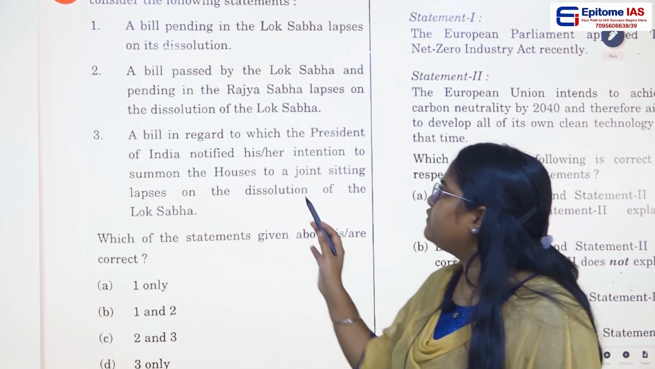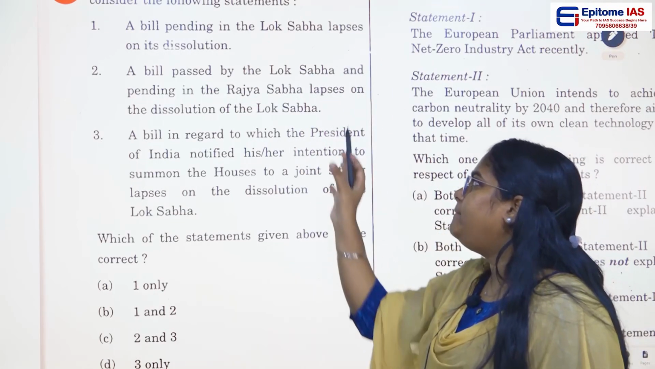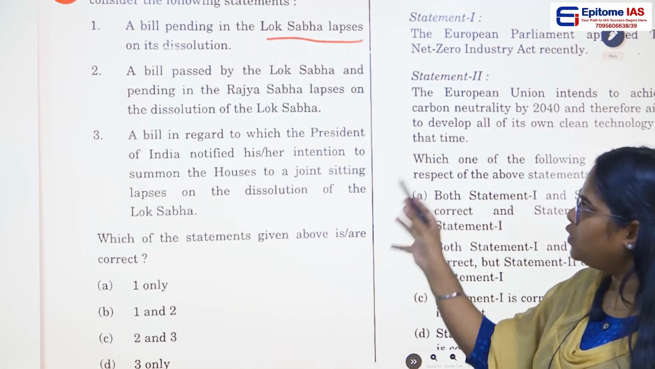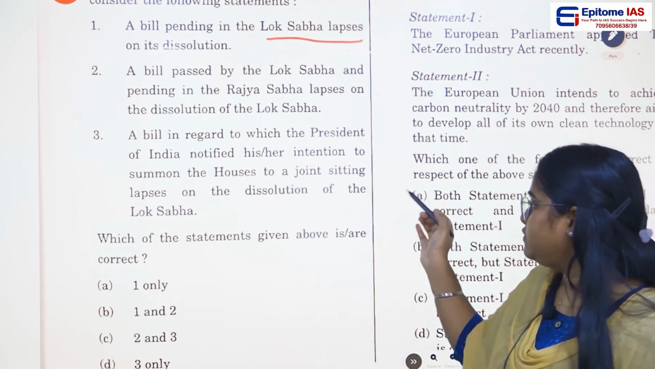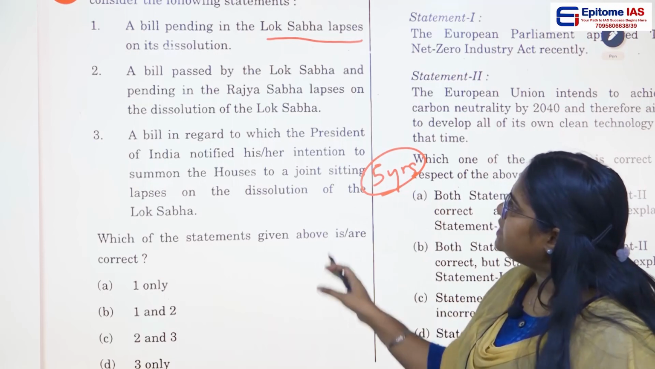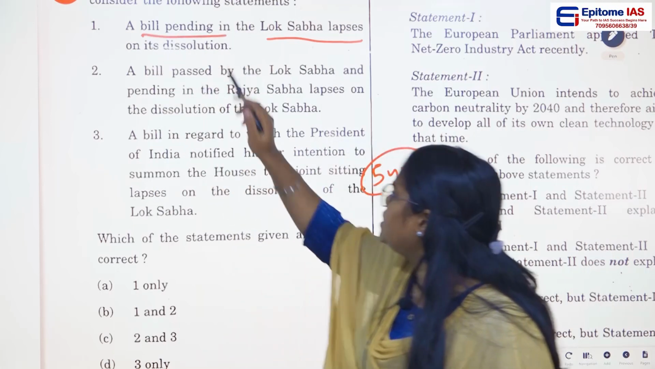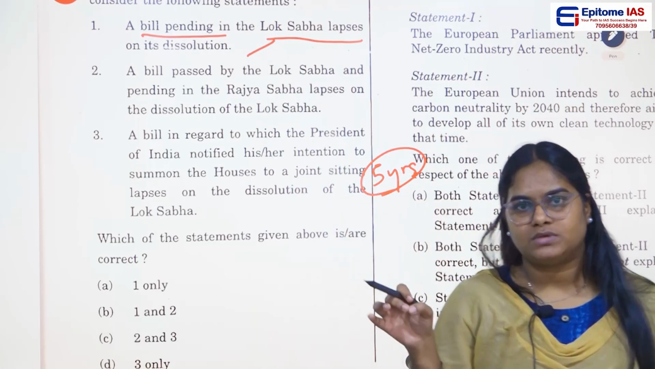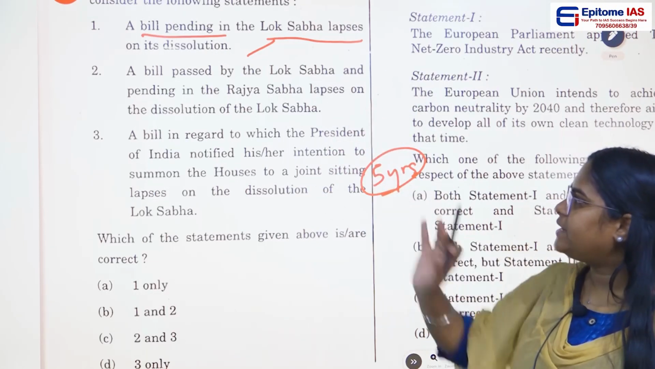So the next question is, with reference to the Indian Parliament, consider the following statements. Statement 1, a bill pending in Lok Sabha lapses on its dissolution. The Lok Sabha is a temporary body, so it will have an automatic dissolution after 5 years. So they are saying that when the Lok Sabha is dissolved, the bill pending in the Lok Sabha will also lapse. Yes, this is true. So statement 1 is correct.